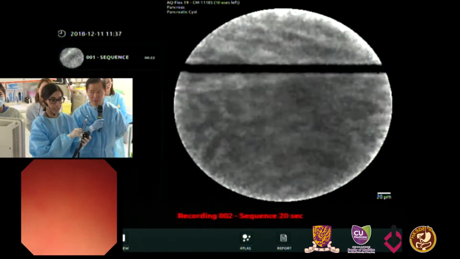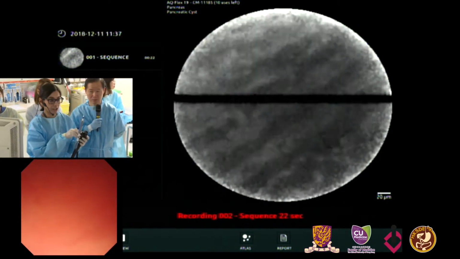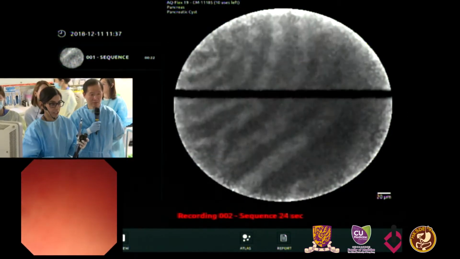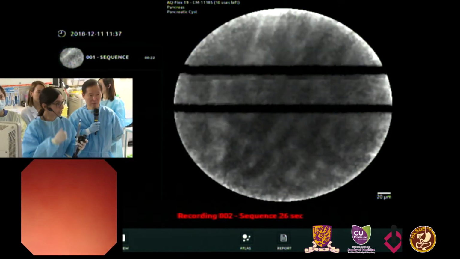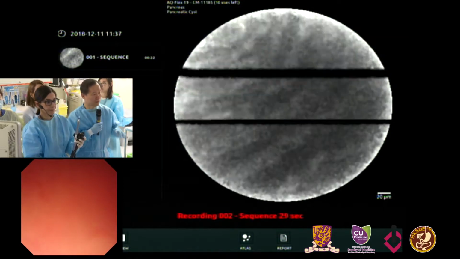If possible, we're just seeing some normal vasculature. Actually, right there, you can see some blood vessels. Can you put the trackball here?